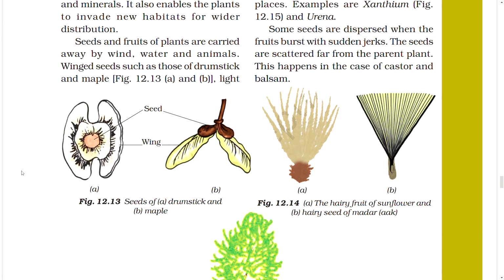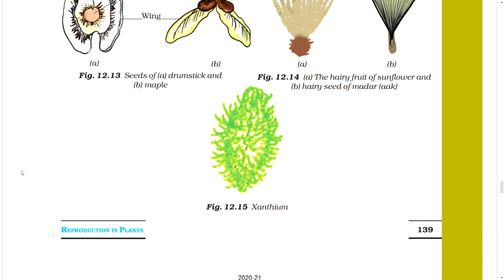Figure A. The hairy fruit of sunflower, and B. Hairy seeds of mother oak. Figure: xanthium.